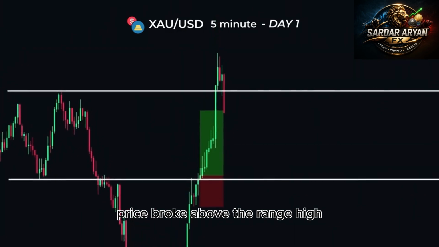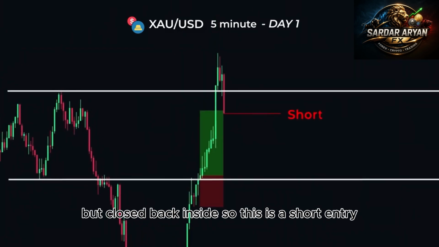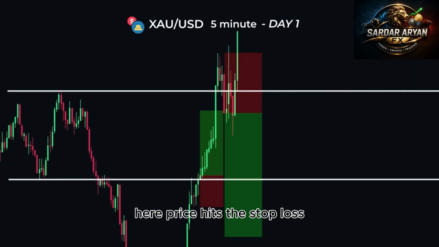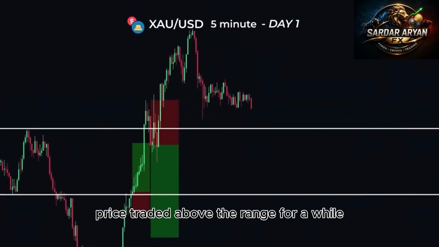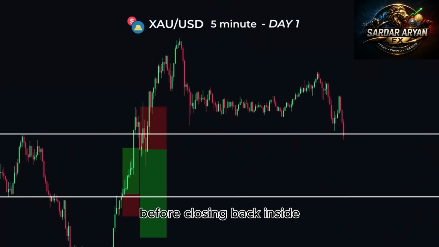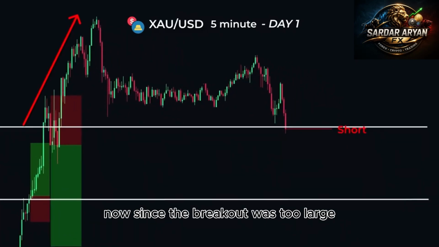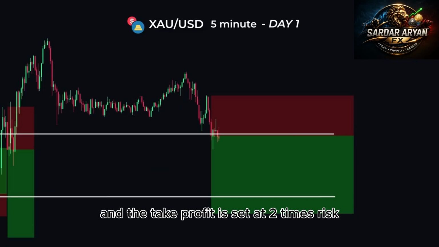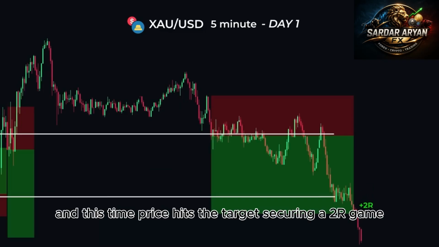Shortly after, price broke above the range high but closed back inside. So this is a short entry. Stop loss at the highs, take profit at 2 times risk. Here, price hits the stop loss, so that's a 1R loss. Then, price traded above the range for a while before closing back inside, giving us a short setup. Now, since the breakout was too large, we instead used a nearby resistance for the stop loss, and the take profit is set at 2 times risk. And this time, price hits the target, securing a 2R gain.